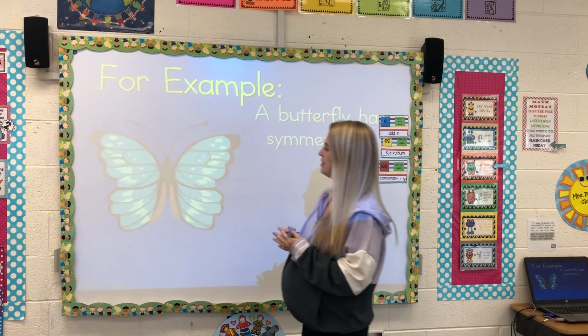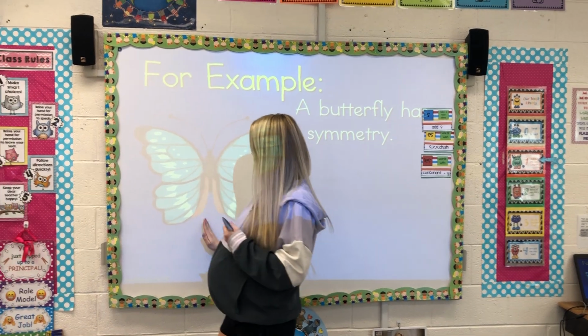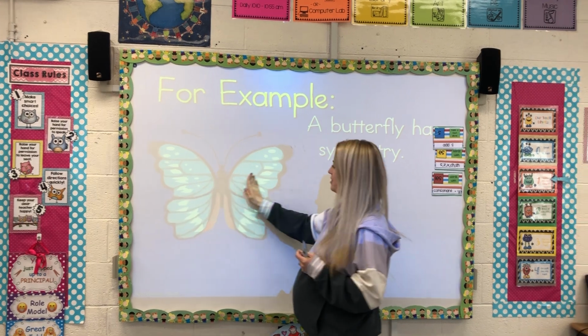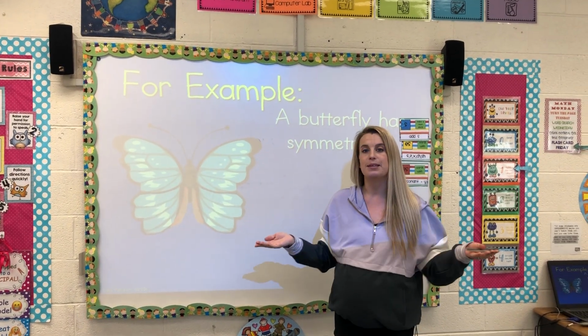A butterfly has symmetry. If you cut this butterfly in half, you'll notice that it's the exact same on this side as it is on this side. That means it's symmetrical.